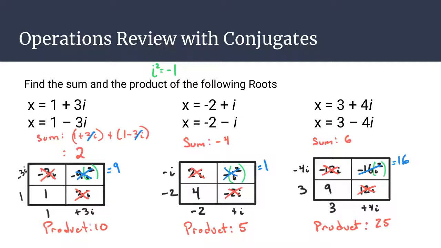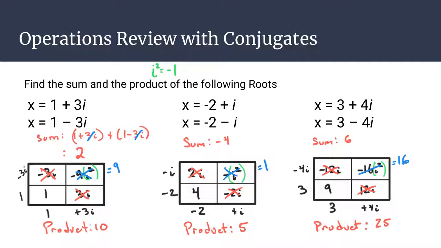So not only are the actual operations of finding the sum and finding the product important on their own, but what you notice is that if you have conjugates, the sum will be a real number with no complex part, and the product will be a real number with no complex part. And that's true for only conjugates when you're doing that work with each other.